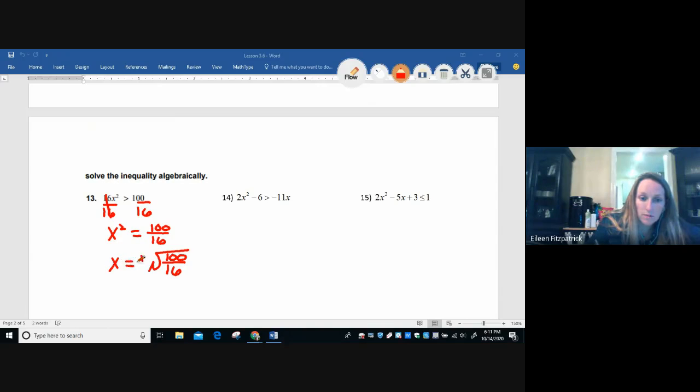So x equals plus or minus. Now, luckily, both of those are perfect squares. So x is equal to plus or minus 10 over 4, which can be simplified to 5 over 2. All right, so what you're going to do from there is plot on the number line.